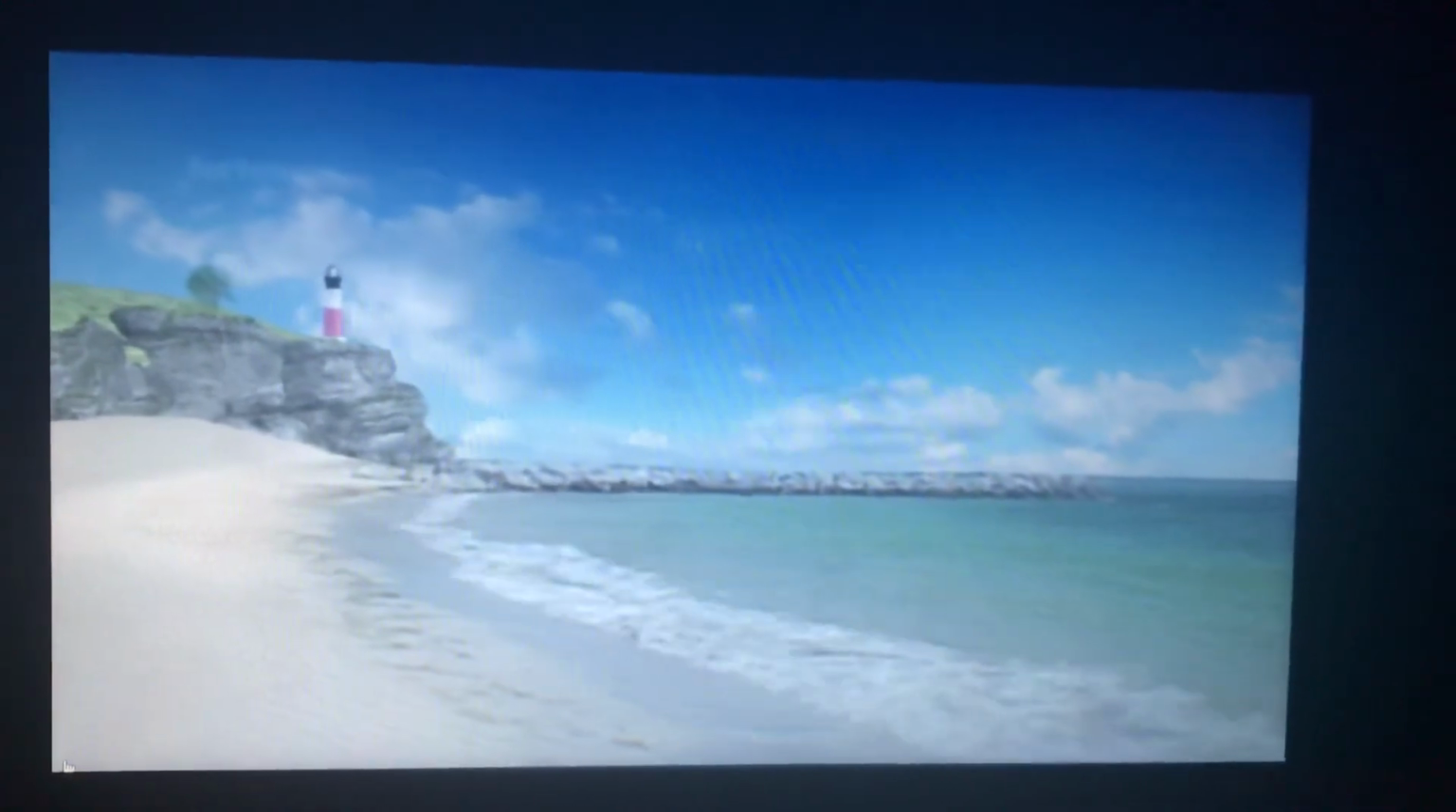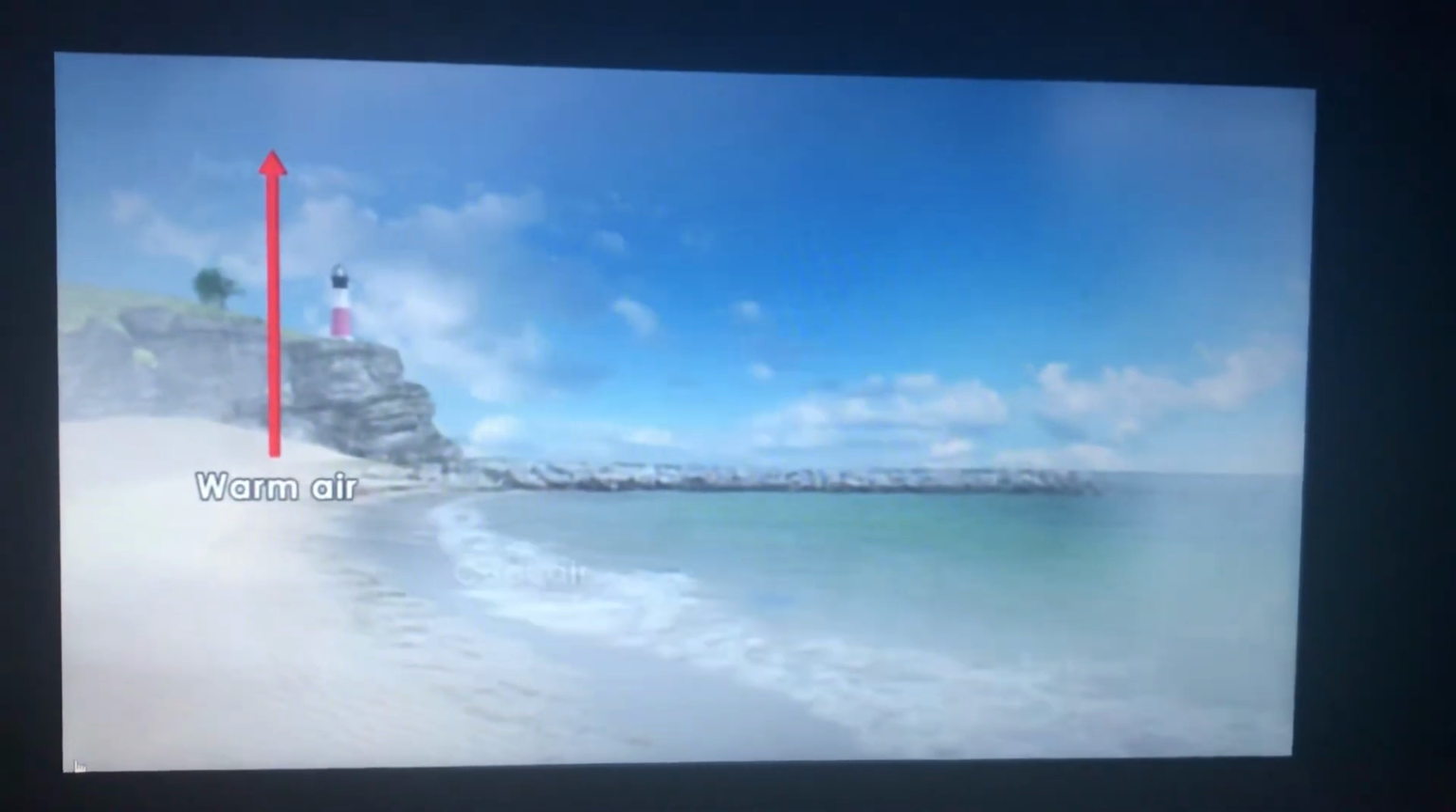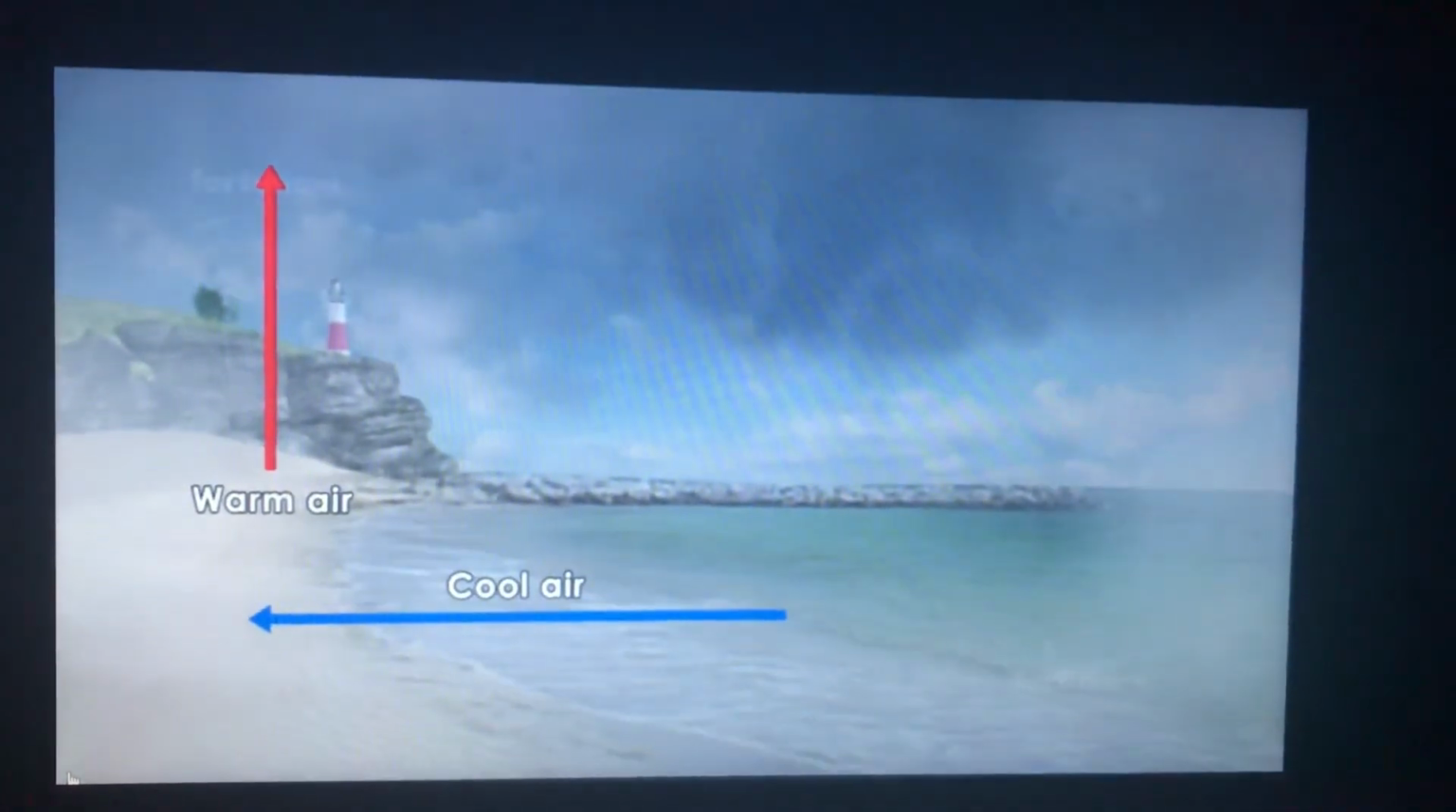Convection is common in our atmosphere. As the sun heats the Earth's surface, warmer air rises up and cooler air from the surroundings will move in.